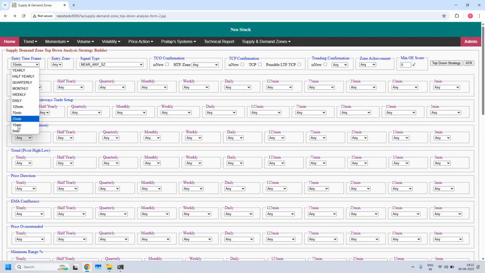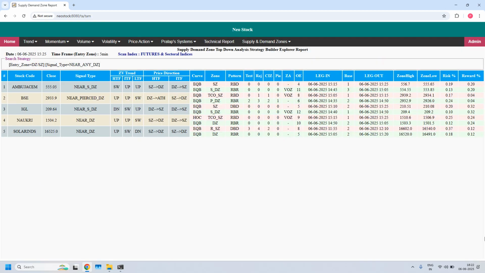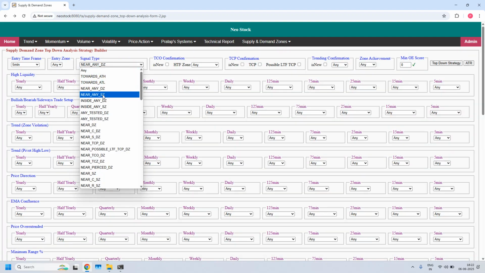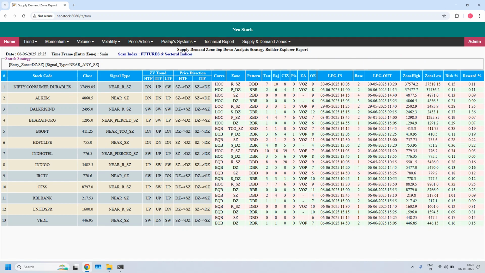Next time frame is 5 minutes. Stocks near to the 5 minutes demand zone, we got 5 stocks. Next, stocks near to the 5 minutes supply zone, we got 13 stocks.